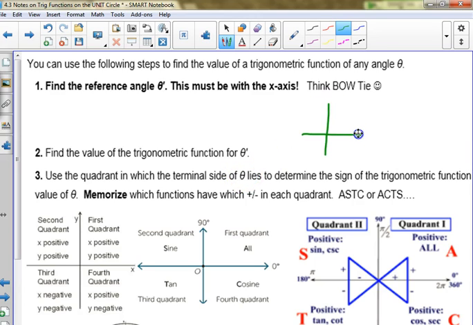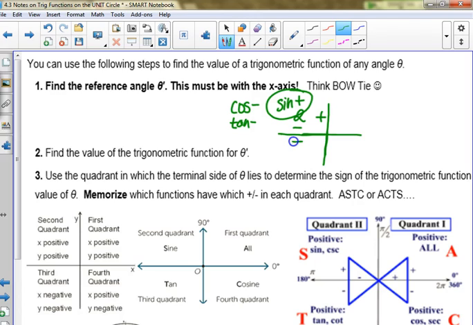In the first quadrant, everything's positive, so all of the functions are positive, right? X and Y are positive. In this quadrant over here, quadrant 2, X is negative and Y is positive, right? X is which function? Do you remember those definitions at all? X is cosine. So cosine is negative. And what else has an X in it? Tangent is Y over X, right? So tangent is also negative, as are their reciprocals. So sine is the only thing that's positive.